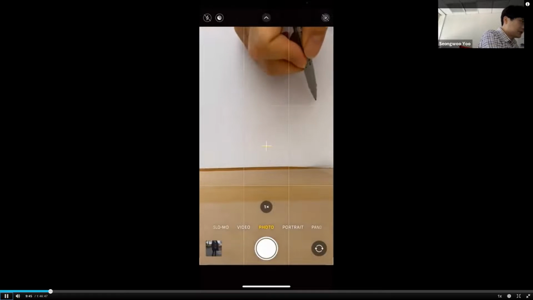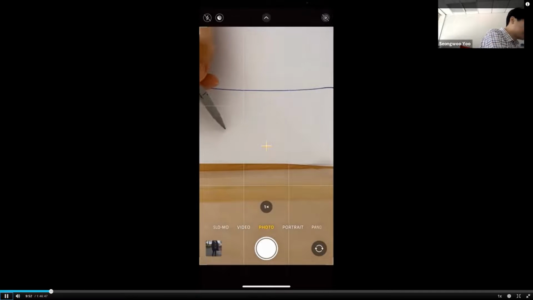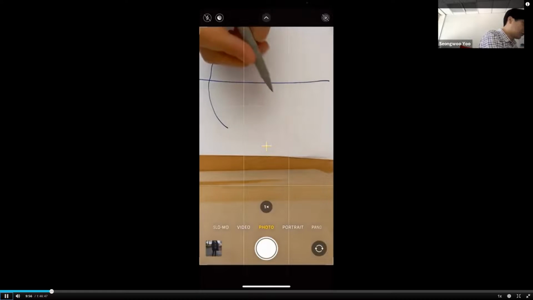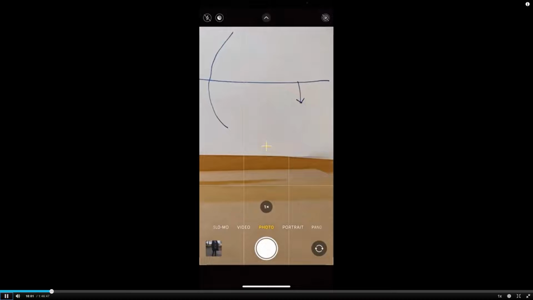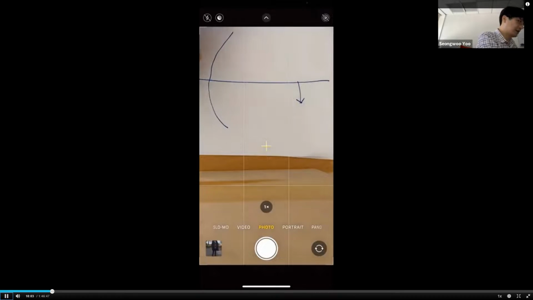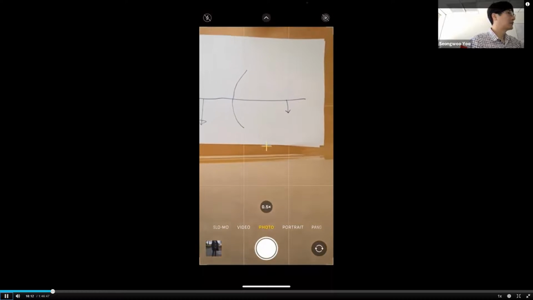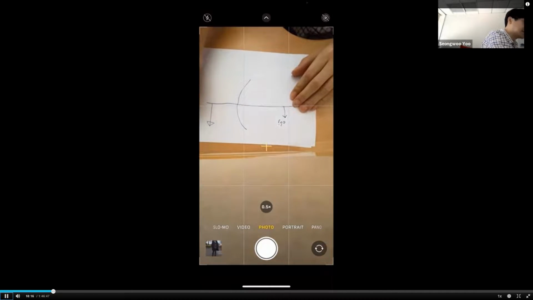So I will start by drawing a horizontal line, which is the principal axis. And then let me draw this curve. Our object is standing on this side, and my image is generated behind the mirror like this. So we have the object, and this is the image.